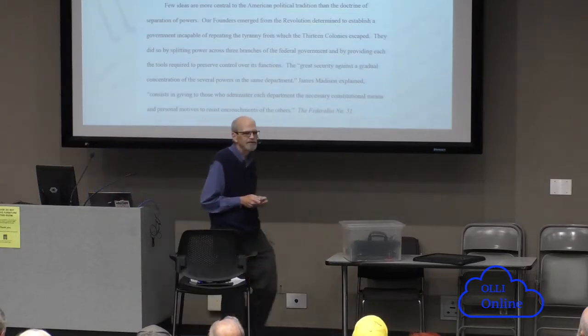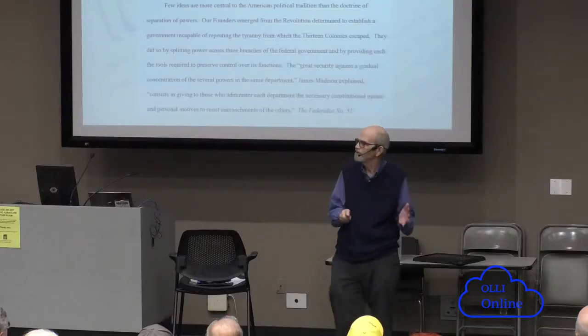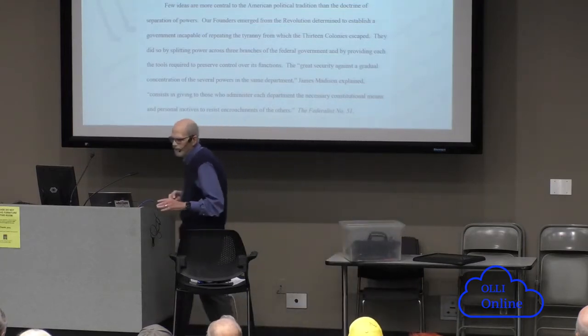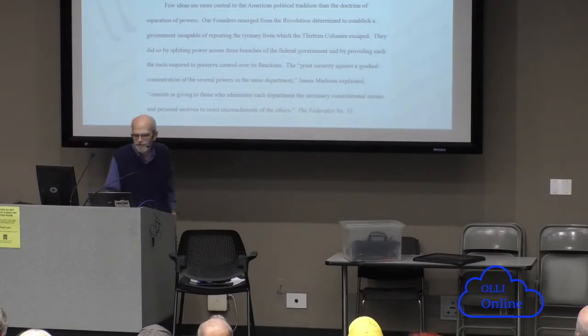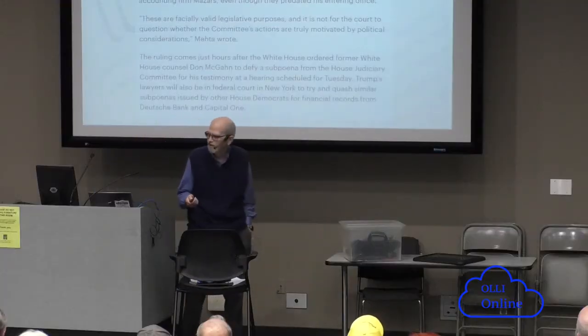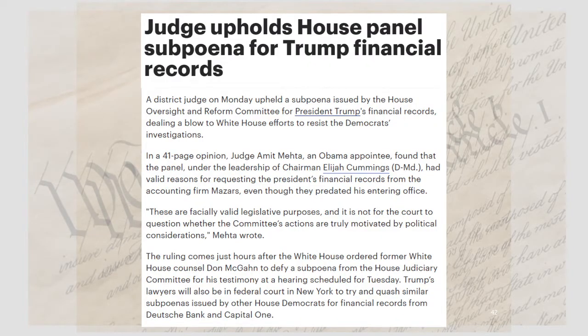And basically what he said was that one house of Congress didn't have the right to sue on the use of federal money, though he said it was a very close call. And he said since other courts are dealing with this issue, he didn't have to weigh in. But it starts with, few ideas are more central to the American political tradition than the doctrine of separation of powers. We'll talk about that in a moment. Then we had a different federal judge uphold the House panel subpoena for Trump financial records, citing, again, the Constitution.